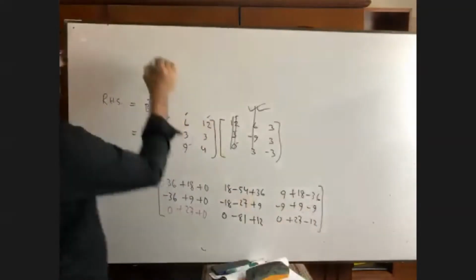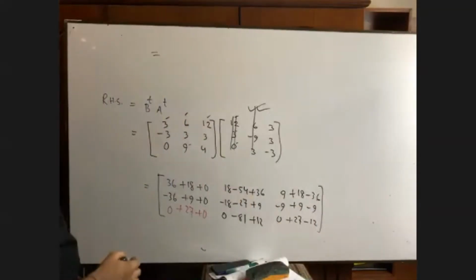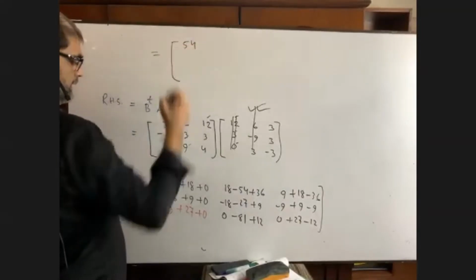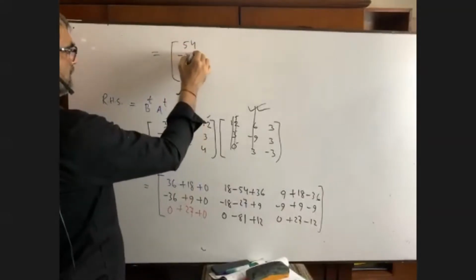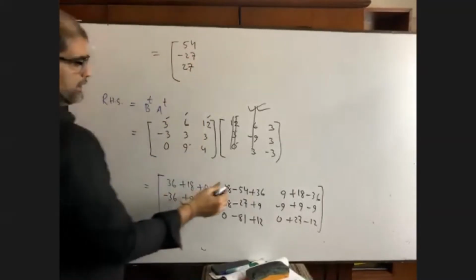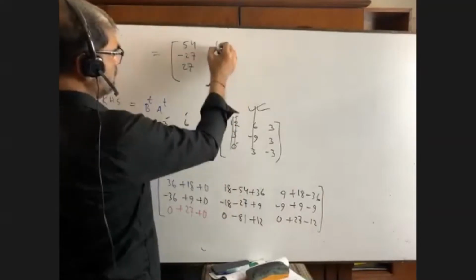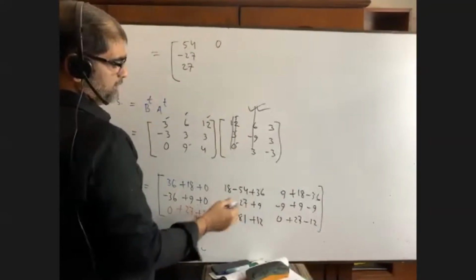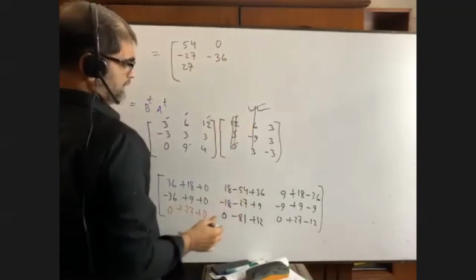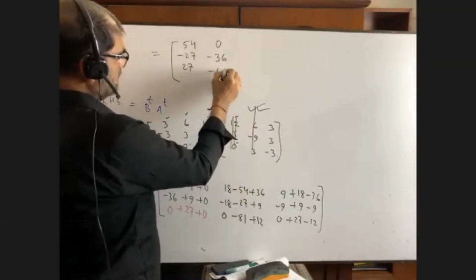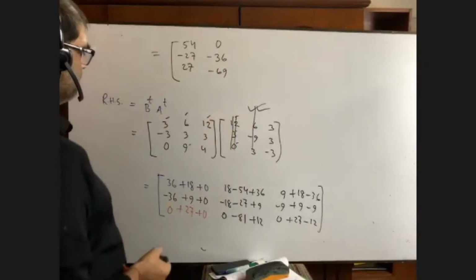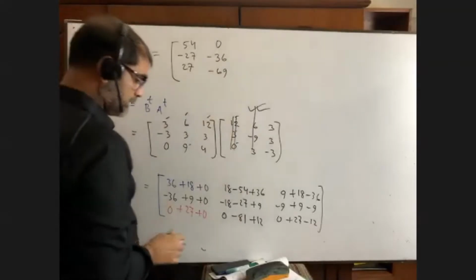Now can you calculate and compare with the previous one? It is 54. It is what? Minus 27. It is what? Only 27. It is what? 0. Okay. It is minus 36. It is minus 69. Okay. Then we are getting here.